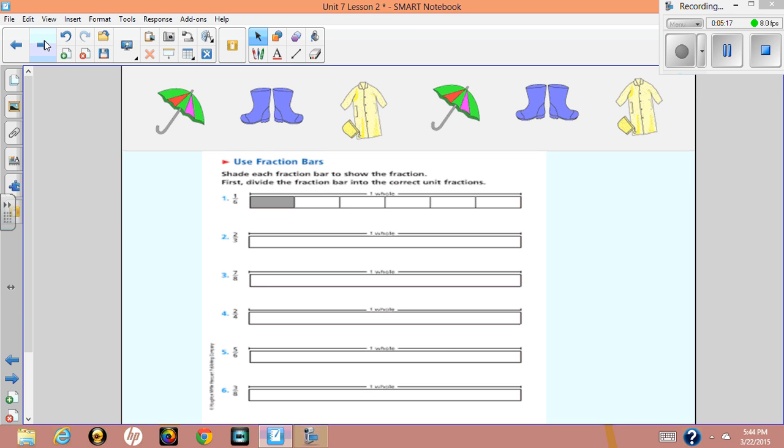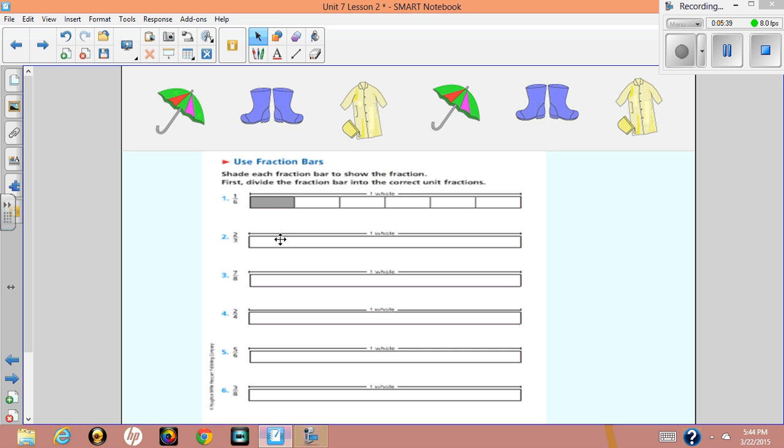Let's look at a fraction bar for a moment. Here is a whole that is divided into 6 parts, and we have identified 1/6. So we have highlighted one of the 6 parts of the whole.